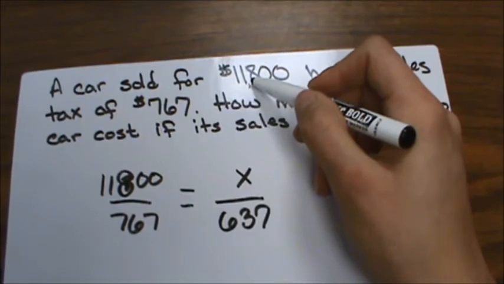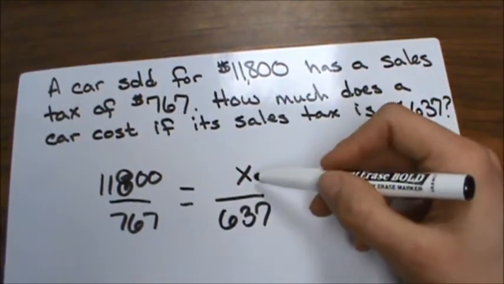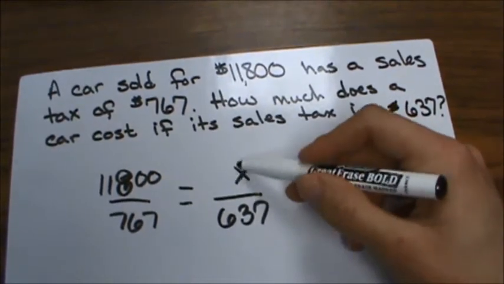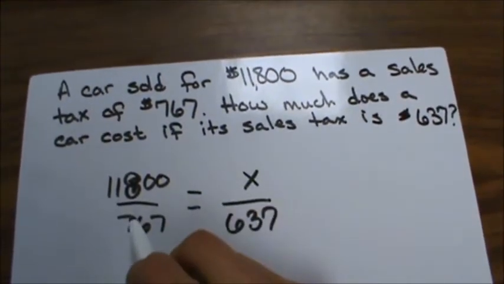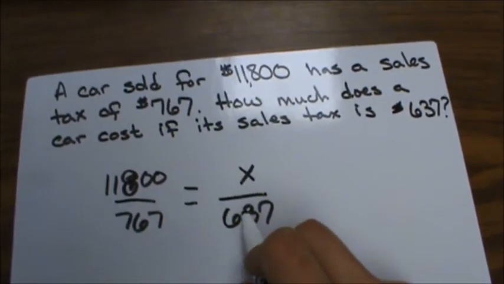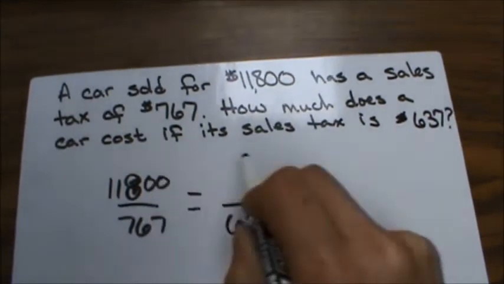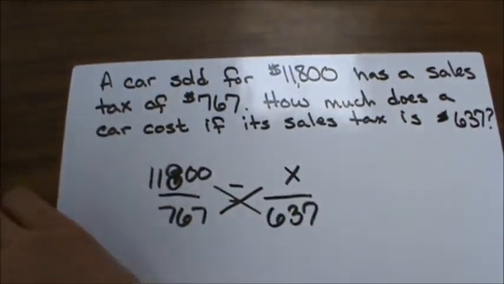So notice I have one fraction of my known quantities that I am comparing. The 11,800 compares to 767. And then I have another fraction of my unknown compared to one piece of the given. But along this side, from here to here, these line up because they're both sales tax. These line up because they're both cost of a car. Now I can do my cross multiplying to solve.